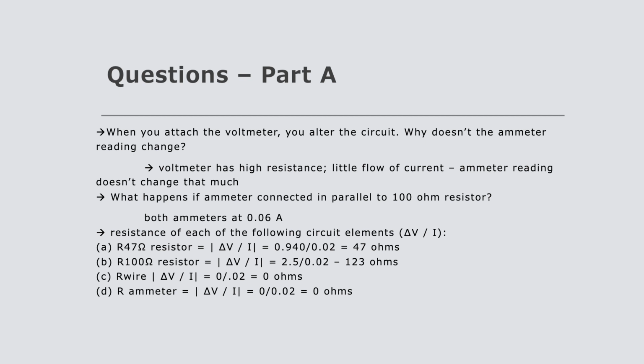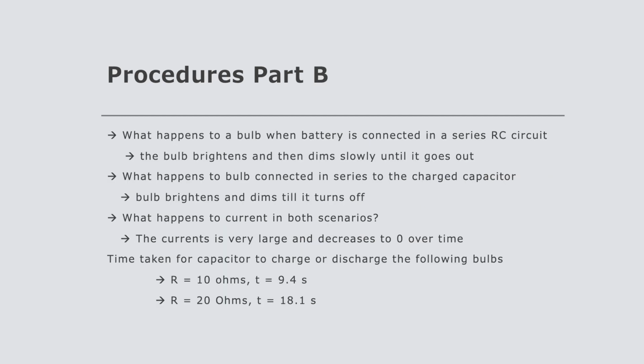Below, I've calculated the resistance for each of the following circuit elements. So resistance equals delta V divided by I, or potential difference divided by current, and you can see those calculations below. What happens to a bulb when the battery is connected in a series RC circuit? Well, these are some more questions about part B.